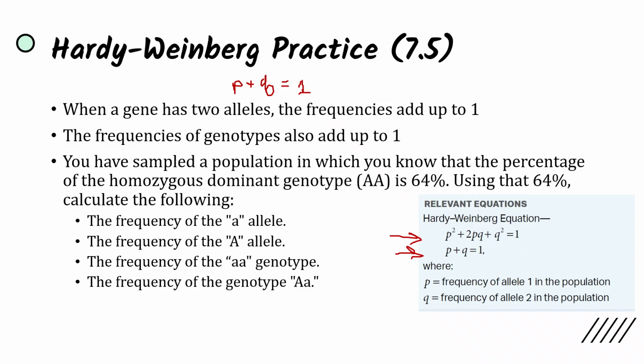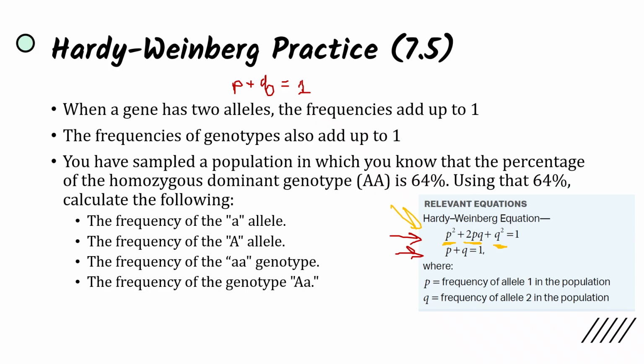But the frequency of genotypes are also going to add up to 1. The entire population is going to be made up of some individuals that are homozygous dominant, some individuals that are heterozygous, and some individuals that are homozygous recessive. And that's represented by this other Hardy-Weinberg equation right here, showing that P squared for our homozygous dominant individuals, they have 2 of the dominant allele, 2PQ for our heterozygous individuals, and Q squared for our homozygous recessive individuals that have 2 of the Q alleles.